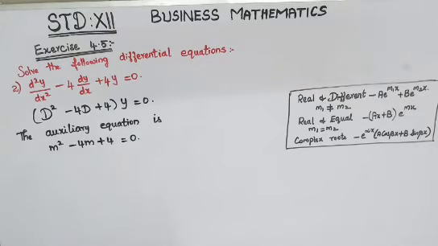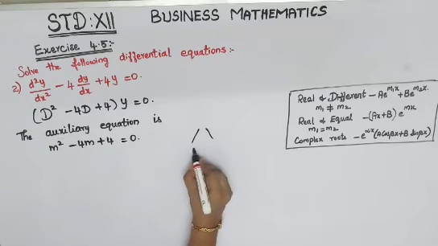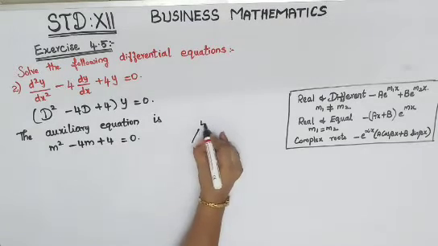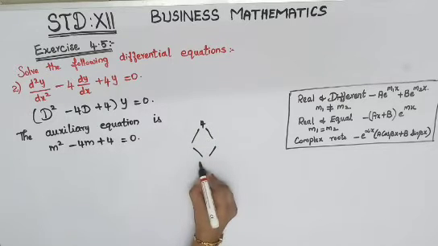Now this is a quadratic equation in the format of m. So just go for your factorization. So 4 on top, it is plus 4 and minus 4 down.